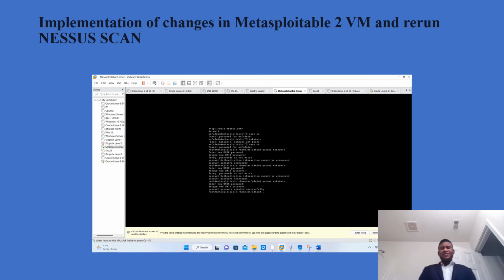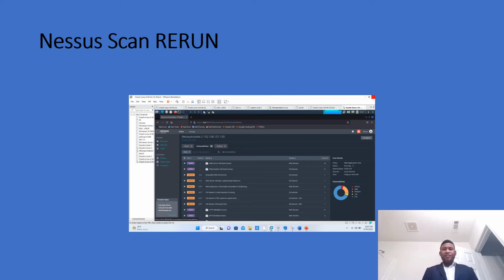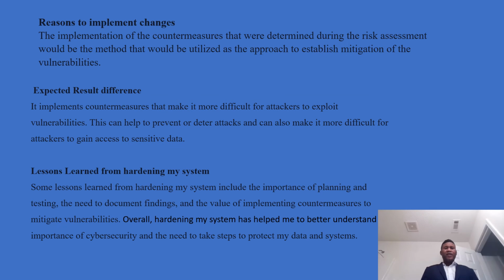Below is a screenshot of the implementation of changes in the Metasploitable 2 VM by changing the password. Below is the screenshot of the rerun Nessus scan after all the implementations. The reasons for the changes that were implemented.